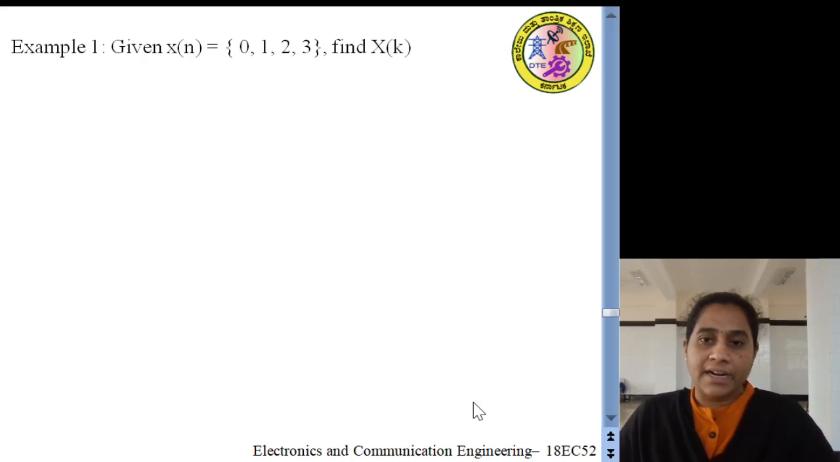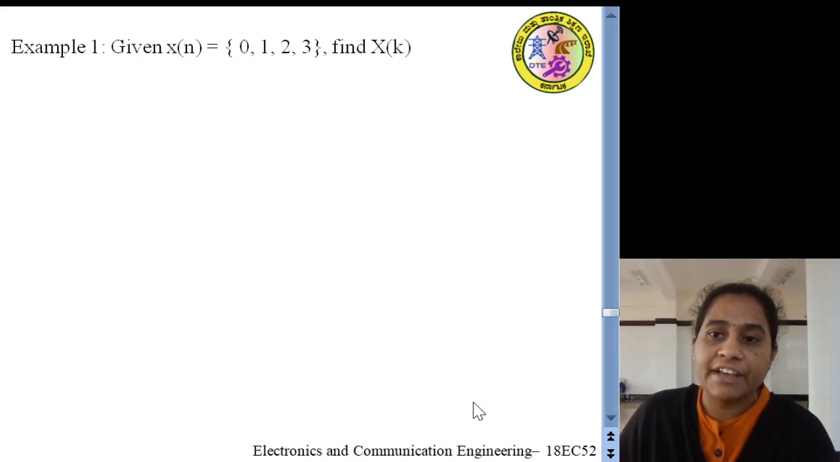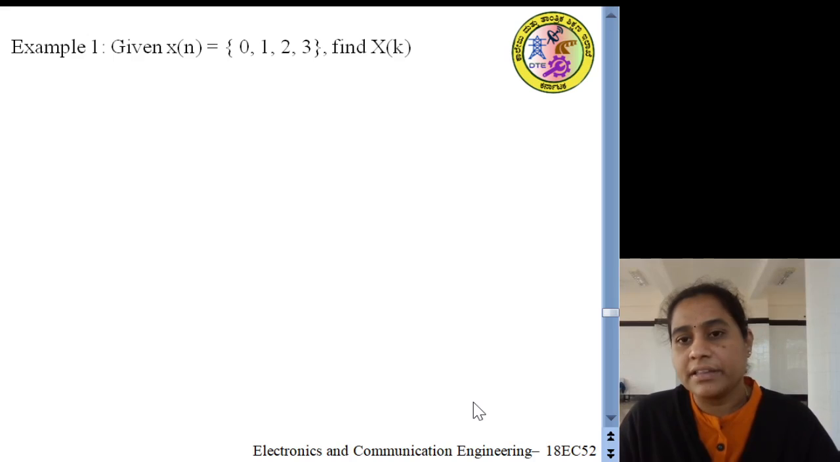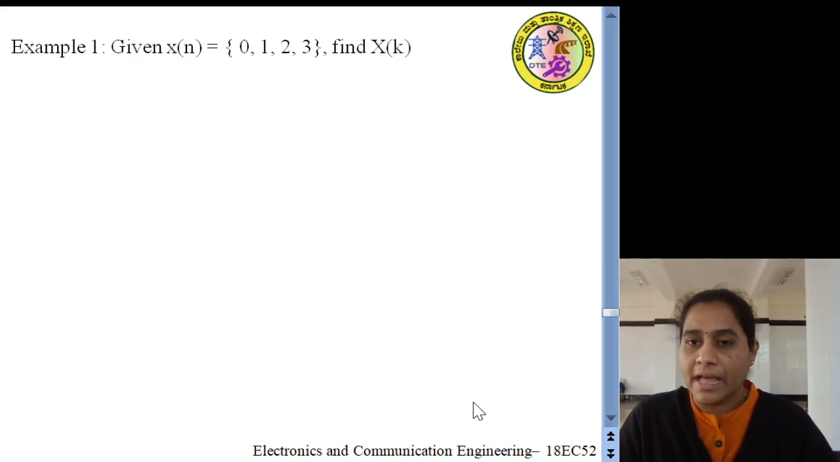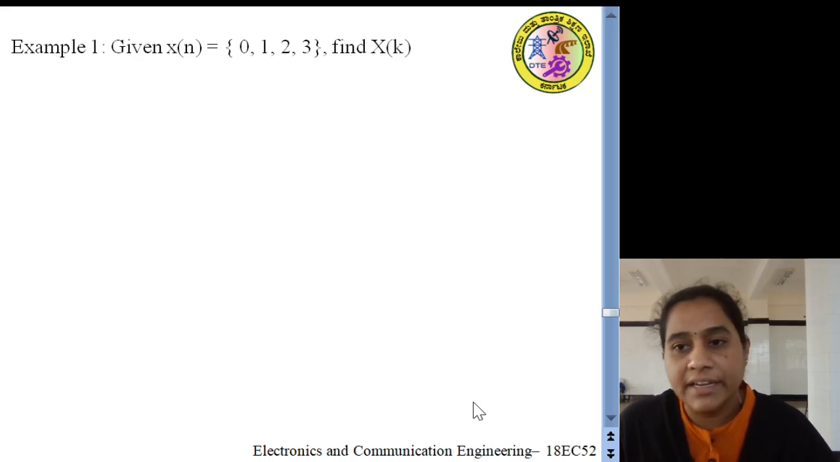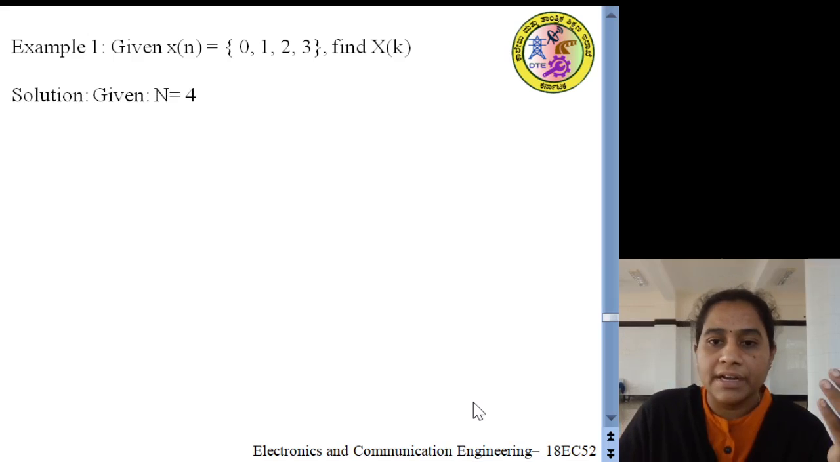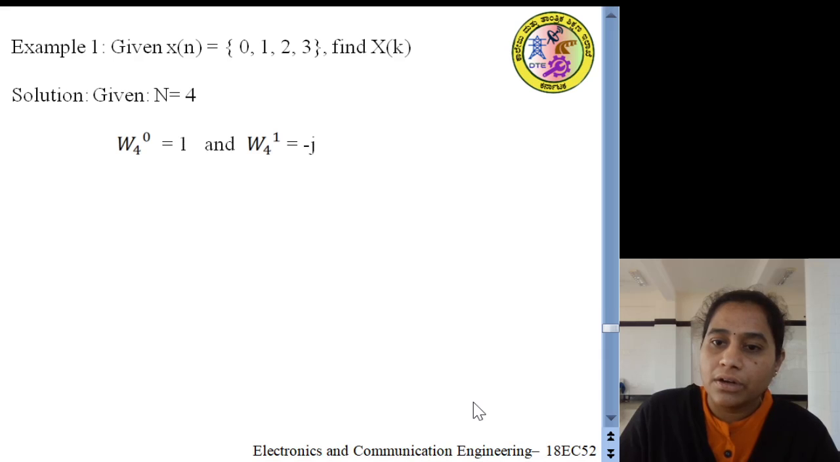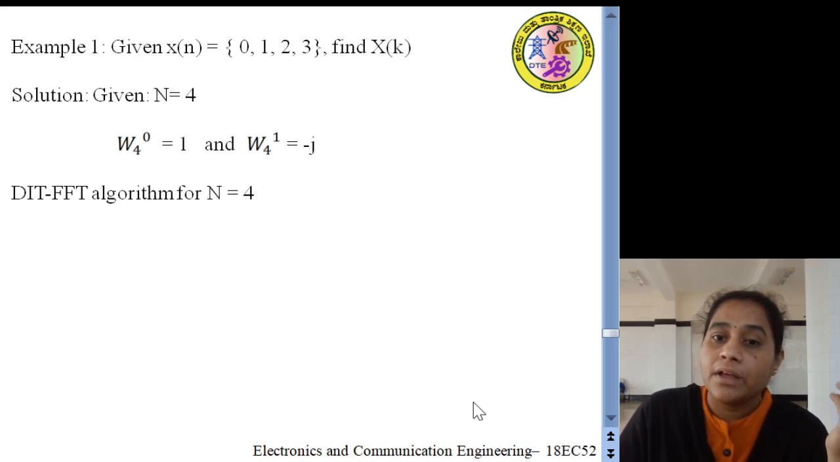For understandability of this DIT FFT, let us consider some illustrative examples. First, they have given a 4-point sequence x of n, that is 0, 1, 2, 3, and asked us to find the DFT x of k. Let us solve this. The given value of n is 4, so we have to find the twiddle factors. W4 power 0 is 1, and W4 power 1 is minus j.